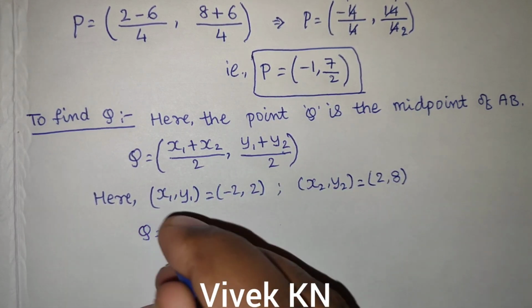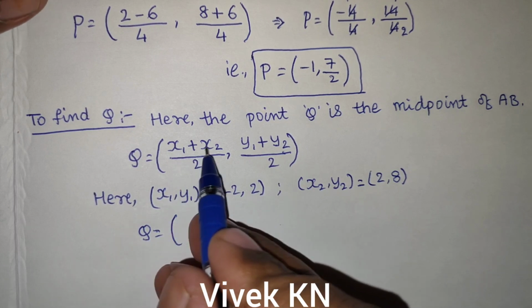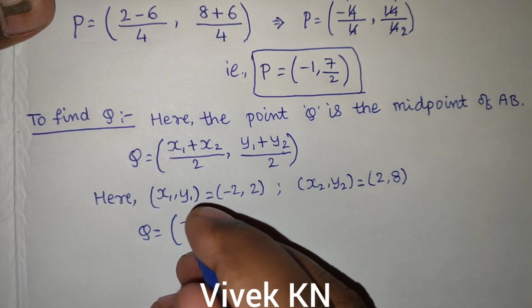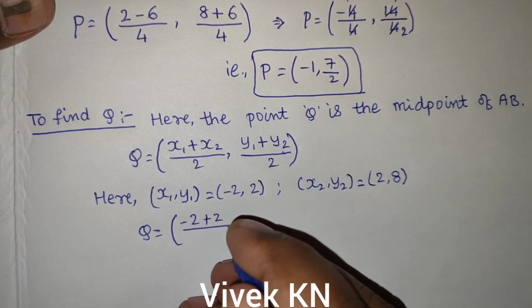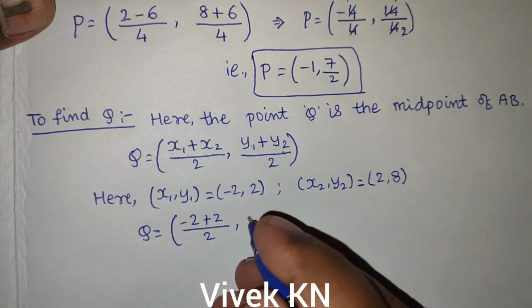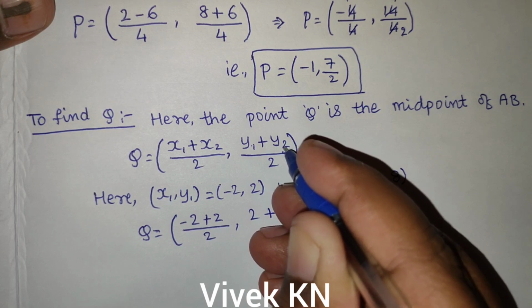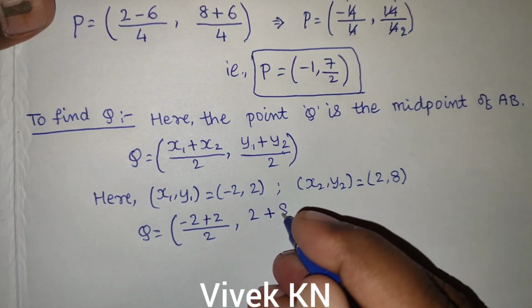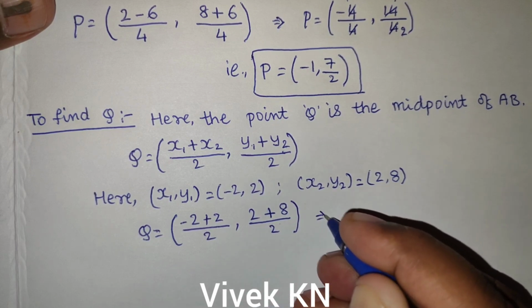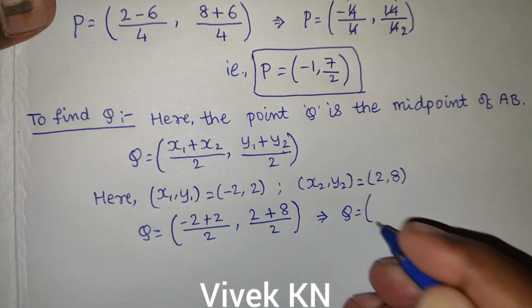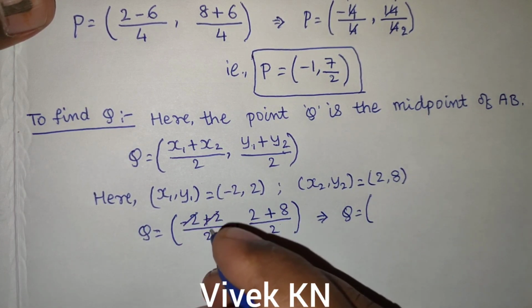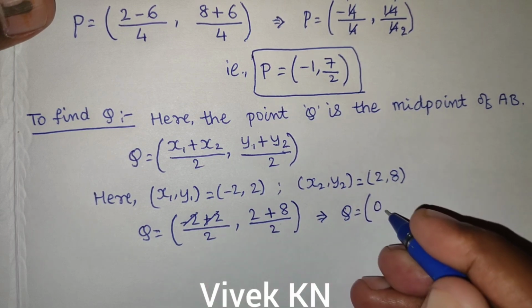So Q is equal to x1 plus x2, that is minus 2 plus 2, divided by 2, comma, the value of y1 is 2 plus the value of y2 is 8, divided by 2. Here plus 2 and minus 2 get cancelled and the answer is 0 by 2. 0 by 2 is nothing but 0.